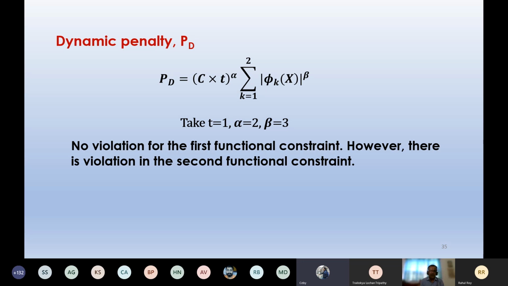It was an inequality. So if it is an inequality, although left hand side is equal to right hand side, so there is no deviation. Deviation equals 0, but 5 less than 5, it is contradicting, isn't it? The second constraint will be contradicted. So according to the static penalty and your dynamic penalty, if there is a violation of the constraint, then only you put penalty. If there is no violation, don't put any penalty.